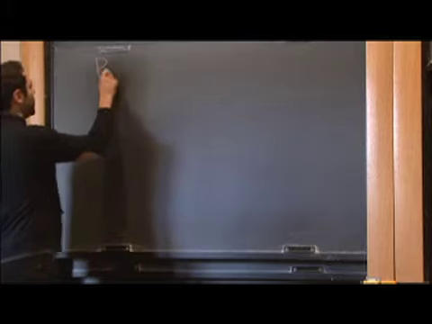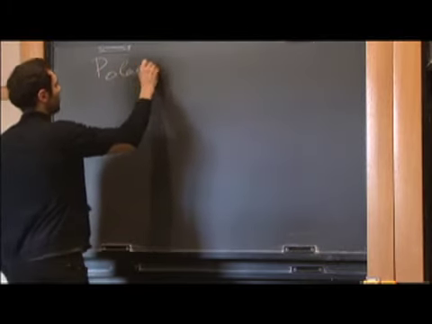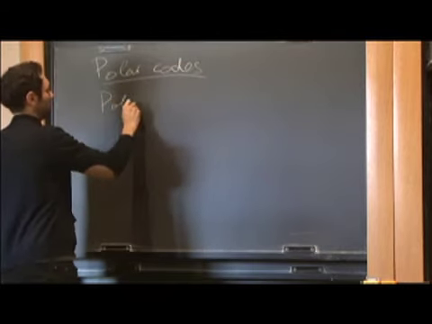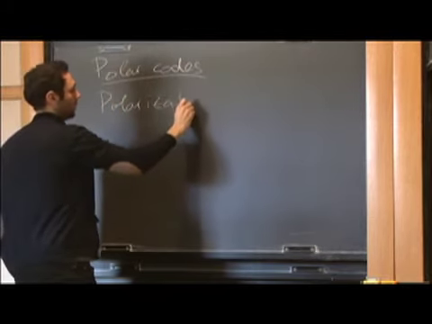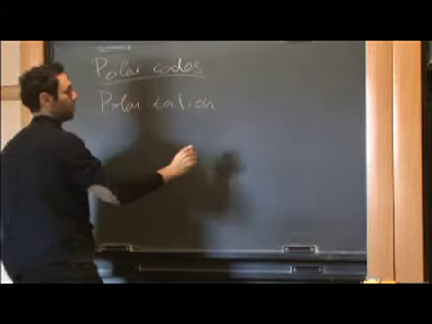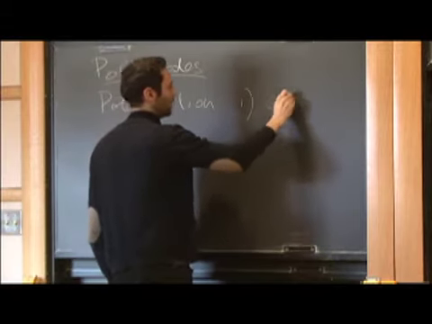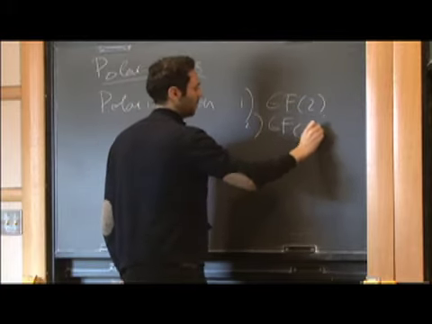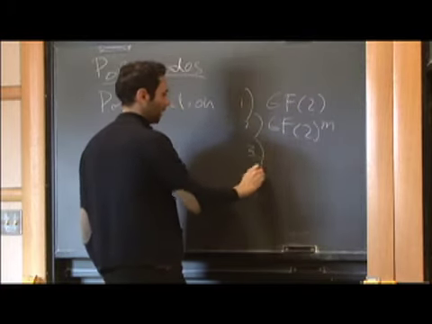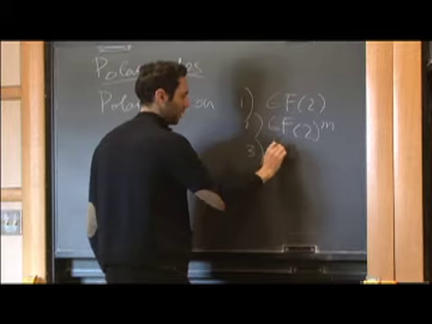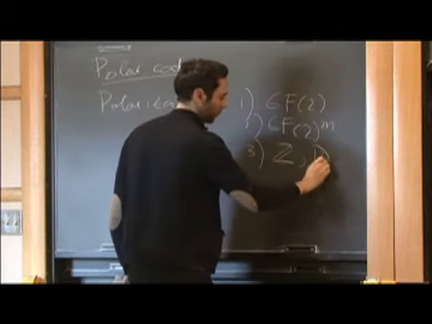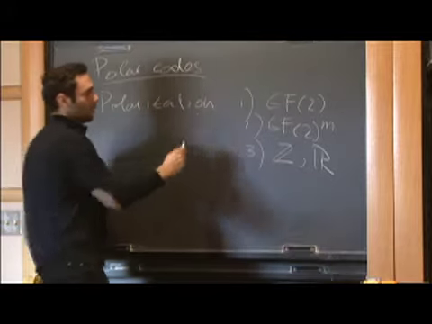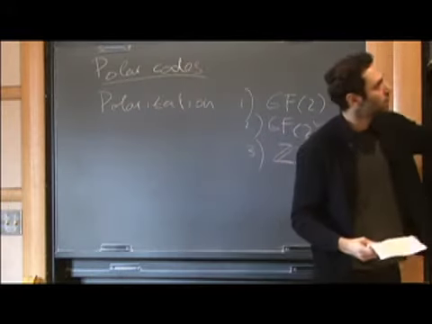So yeah, the codes are based on the result of polarization. I will explain this name in a bit, and today I will present the result over GF2 to the M. Then I hope I'll cover more than I did in Princeton about Z and R. Okay, so that's the plan. So I'll tell you what those polarization results are.